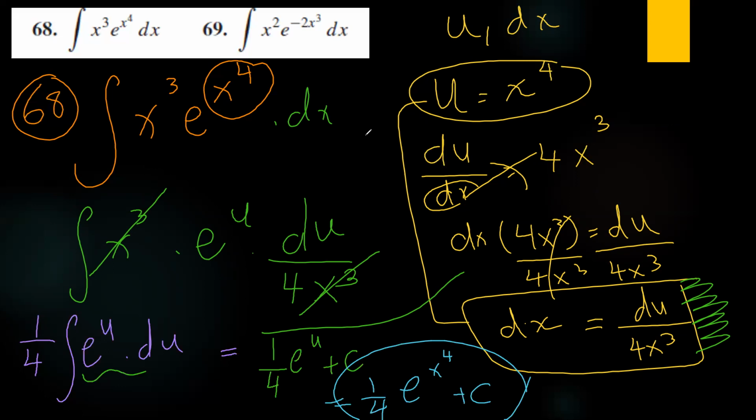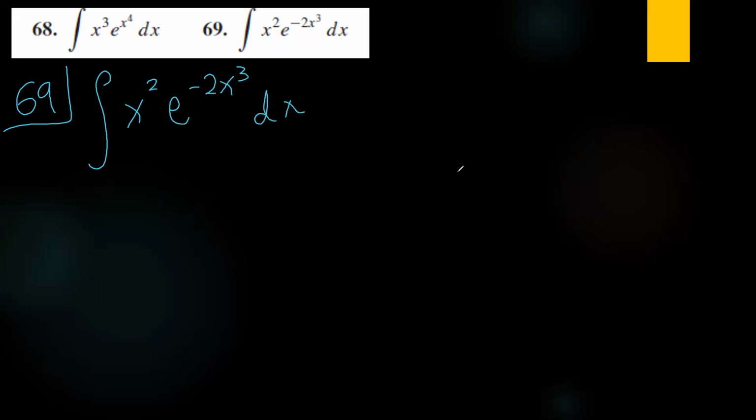Let's now solve number 69. In number 69 here, you have to find the integral of x squared e to the power -2x cubic dx. Here now, as I told you, you have to find where is e, and the power that is raised to e will be u. So this is u.